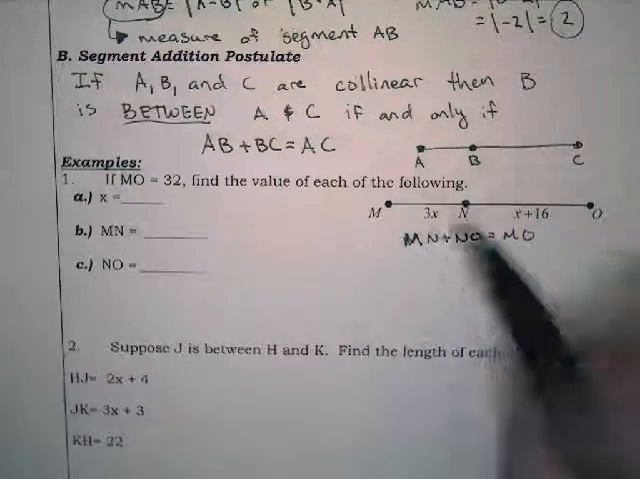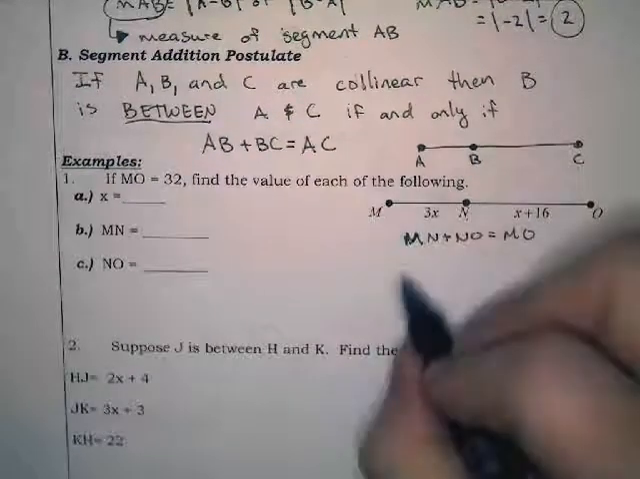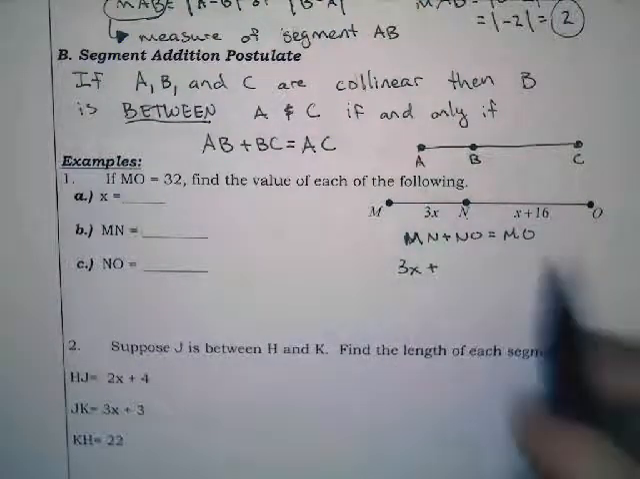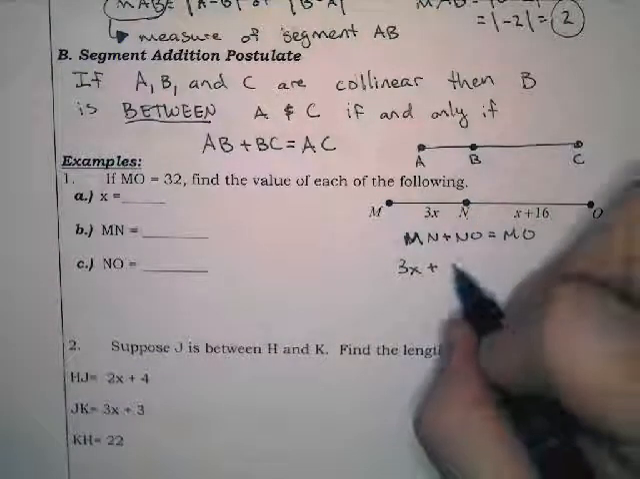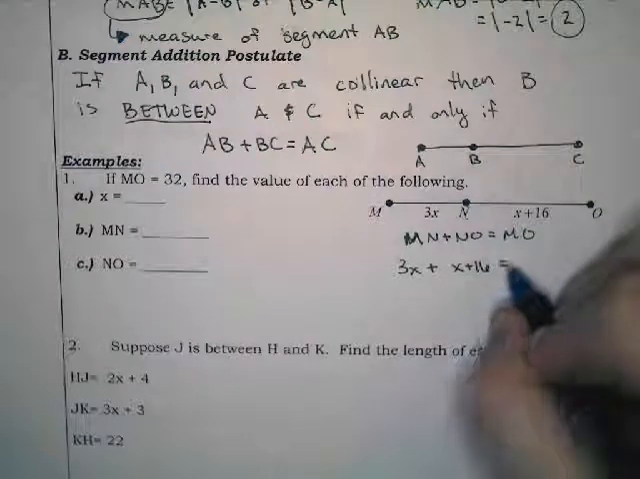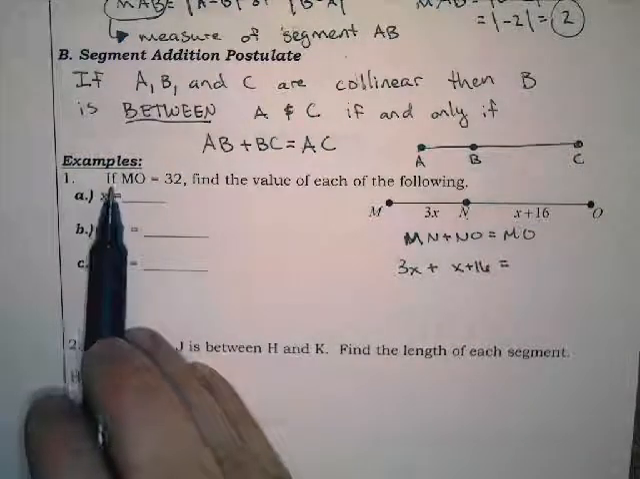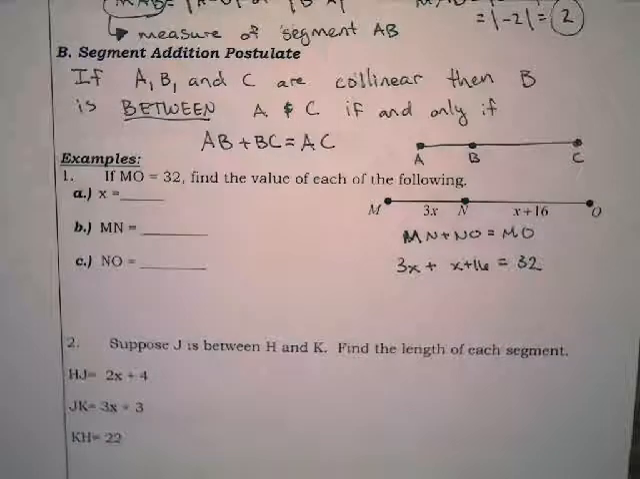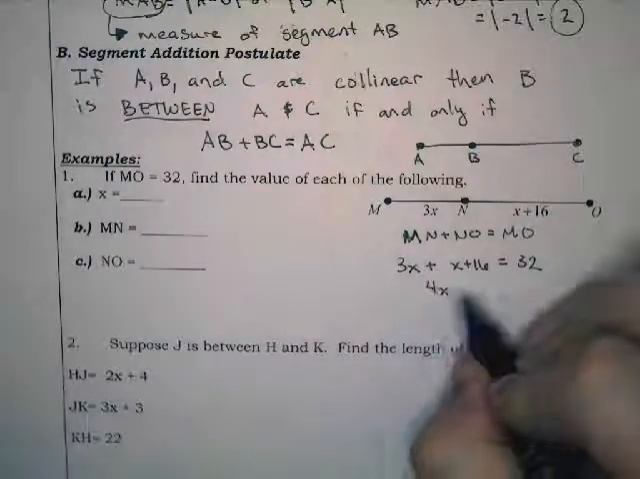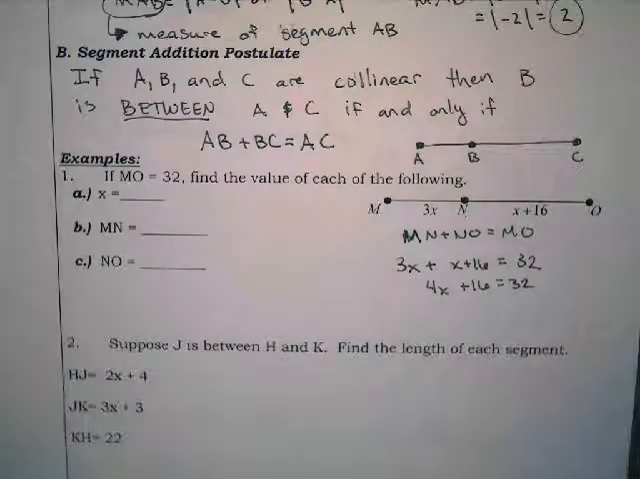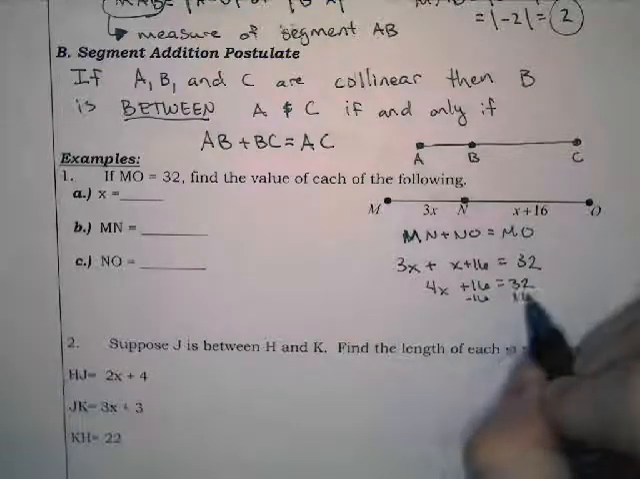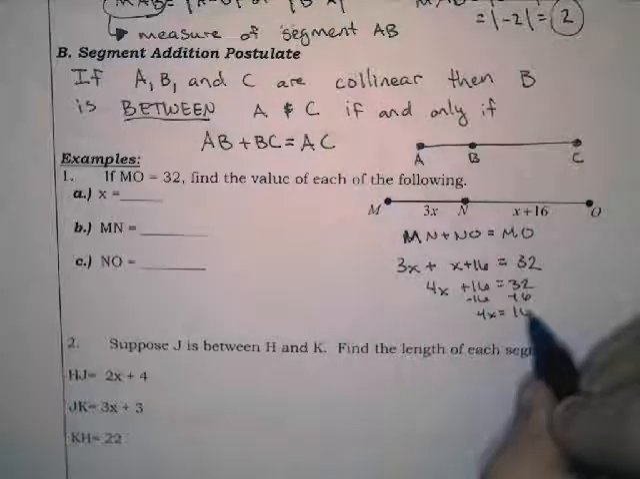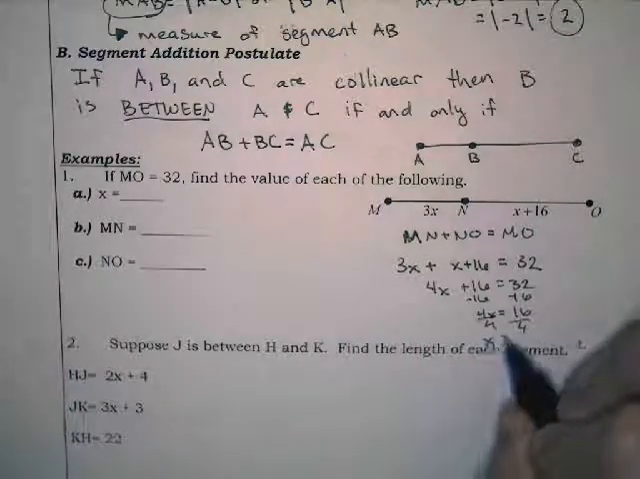So now let's plug in our ideas. Well, MN is 3x, so I have 3x, plus NO is x plus 16, so I have x plus 16, and that's going to equal what we were already told, that MO is equal to 32. And now we're just going to solve for x. So I have 4x plus 16 equals 32. Subtract 16. We have 4x equals 16. Divide by 4, and we get x is equal to 4.